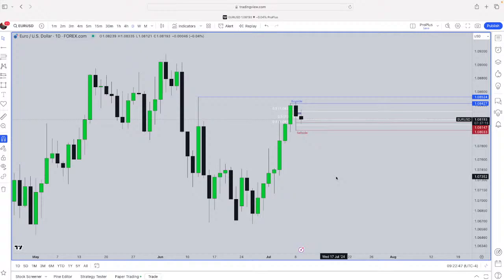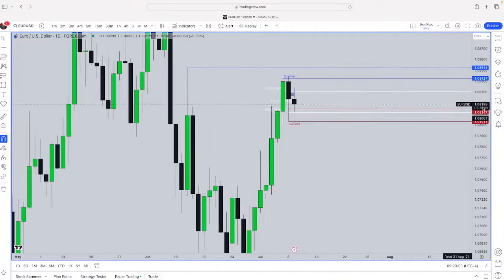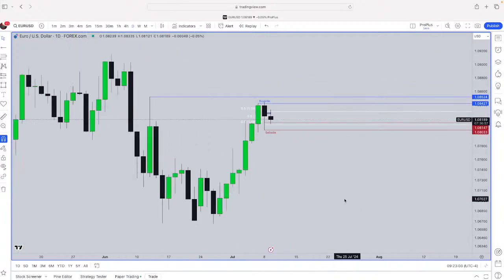What's your opinion? What was RDRB, bro? What does that stand for on the daily time frame? Here, this could be a breakaway gap. Is that what you mean?